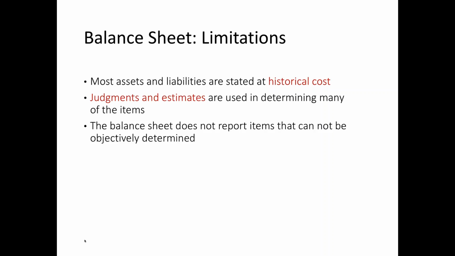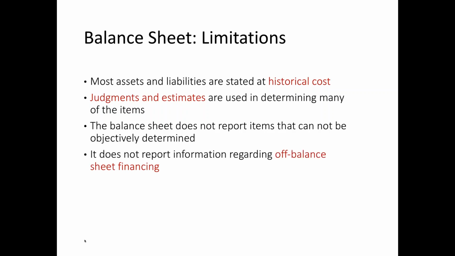A balance sheet doesn't report items that you can't objectively determine. If you have a certain type of production or product that has a great brand equity, you can't show that in a balance sheet. If you have a great customer base or high credibility, you can't show that. It also doesn't give information on so-called off-balance sheet financing. Any kind of personal information that you may have that's not included in your operation will not show up.